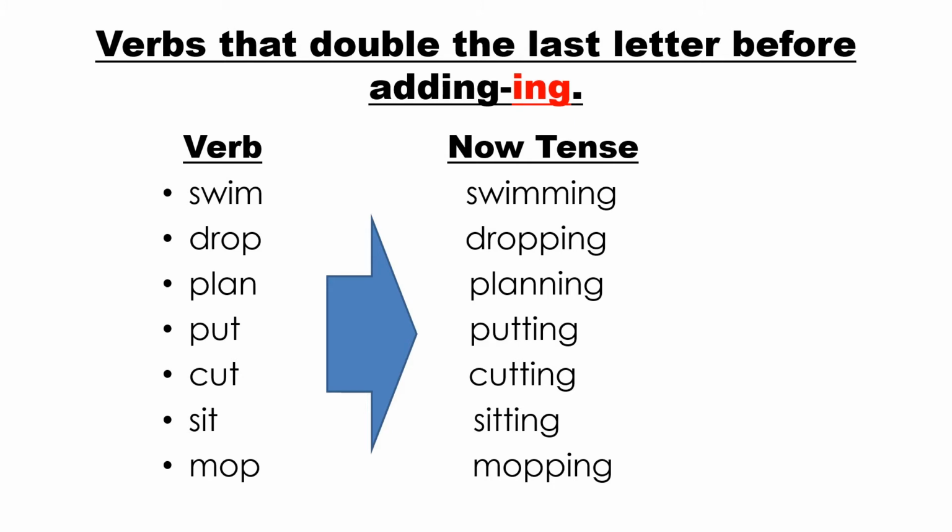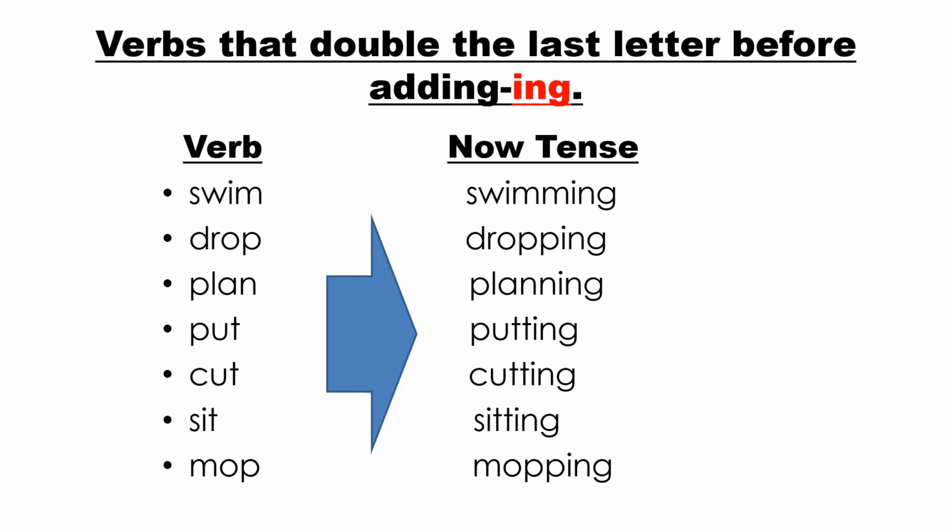Plan. It changes to planning. I'm planning to go to the market. Put. Putting. We double the last letter. Do you see them? Cut. Cutting. I'm cutting a cake. I'm going to cut a cake tomorrow. I'm cutting a cake now. Cutting. Double T. Sit. Sitting.